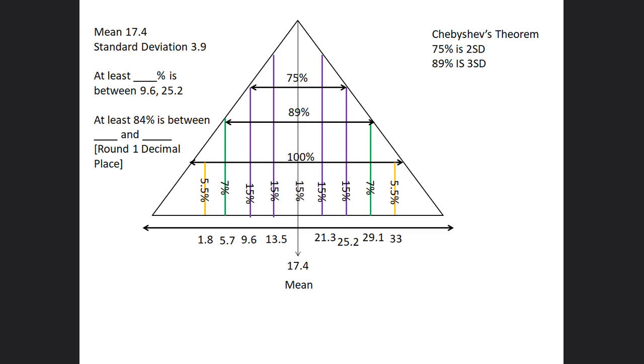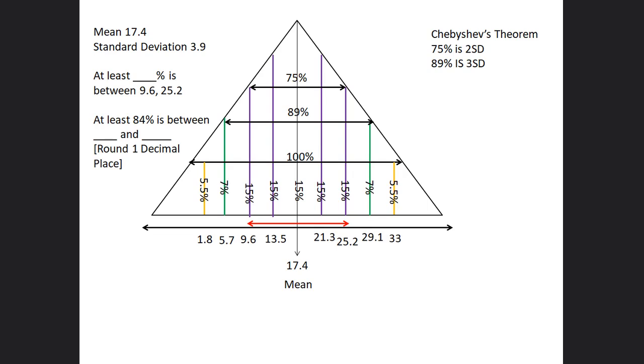Now we're going to subtract. We're going to go on the left side of the triangle. We're going to start from the center. 17.4 subtract 3.9 gives us 13.5. Subtract 3.9, 9.6. Subtract 3.9, 5.7. Subtract 3.9 gives us 1.8.